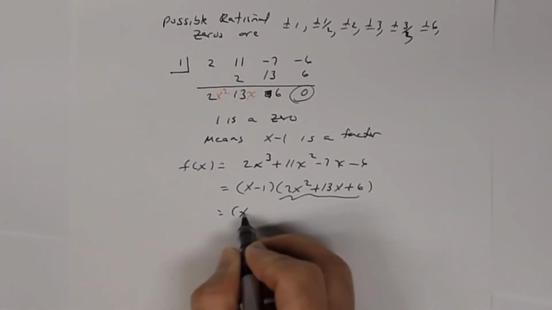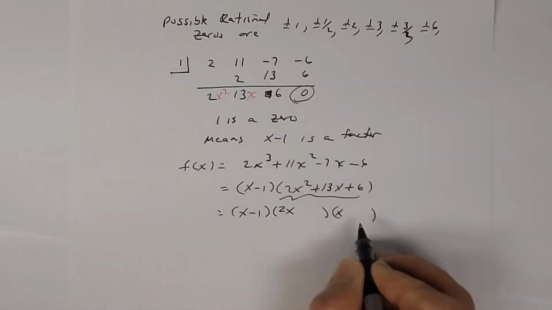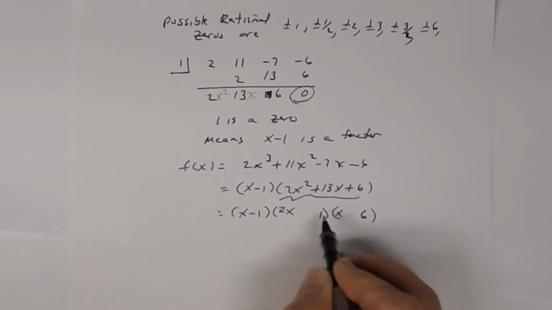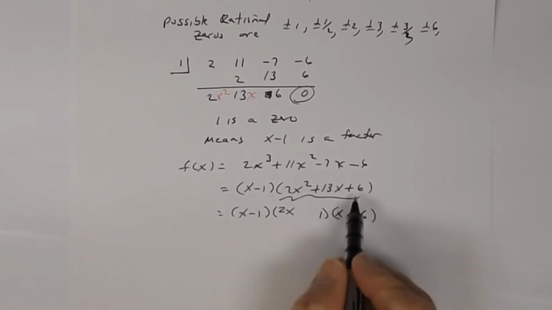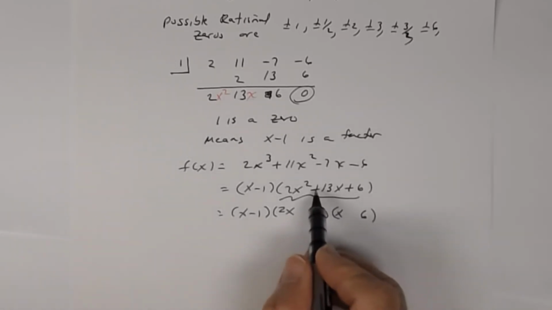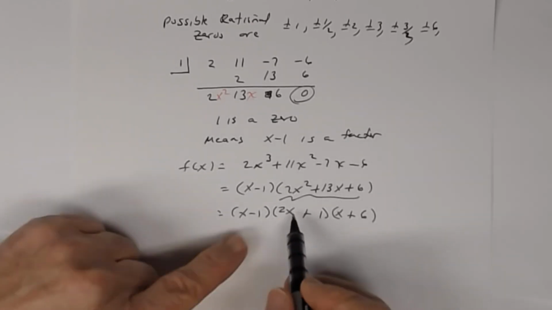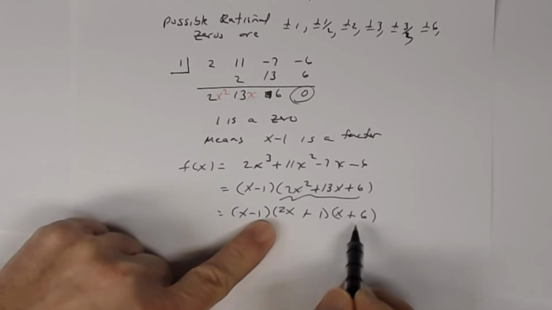So this becomes x minus 1, and let's see what this becomes. 2x, x, and it looks like I need this to be 6 and this to be 1, I think. So, yep, that'll work. And the last sign's positive and the middle term's positive, so that means both of these are positive. Let's double check though. 2x times x is 2x squared. 1 times 6 is 6. The outer is 12x, the inner is x. I got 13x when I add them up.